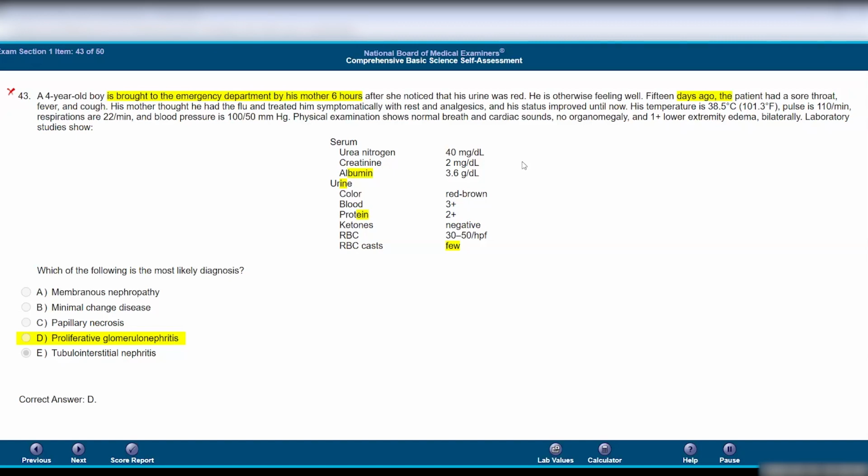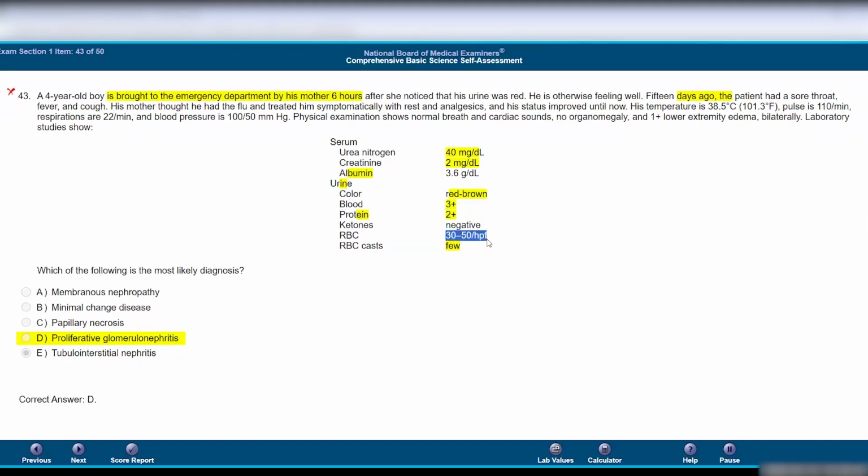I think it was just a linguistic thing, like proliferative glomerulonephritis. I didn't realize that post-infectious glomerulonephritis is basically the same thing. So that's why I strayed away from that. I was thinking of the proliferative form. So that's why I picked E.